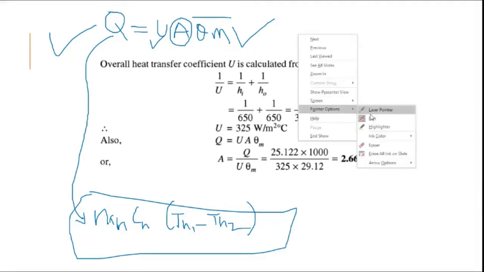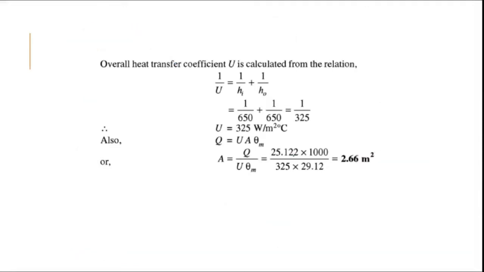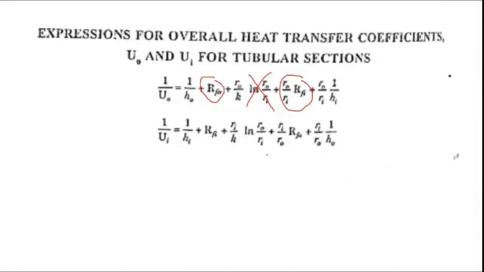If we recall our relation, I'll just go back to that particular page of the data handbook. In this relation, 1 by U naught is equal to 1 by h naught. Is the h naught value given to us? Yes, sir, individual values are given. It means the h naught value is given to us. The second term is the fouling factor. We are going to neglect that. We are not going to consider the fouling factor.